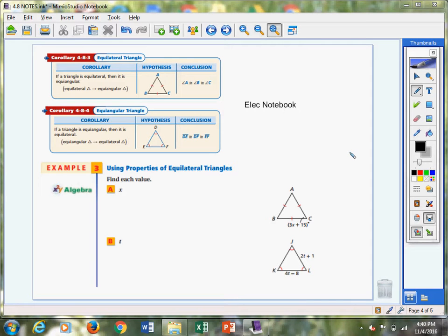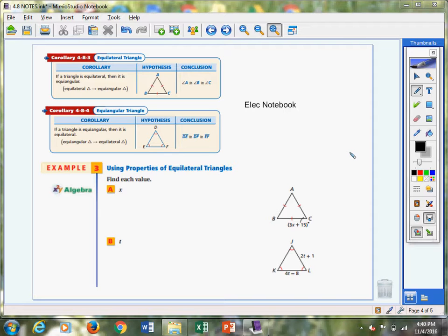We're going to move away from isosceles, and now we're going to get into equiangular and equilateral triangles. We've got two corollaries that need to go into your electronic notebook. I'll try and find the pictures for the hypothesis and conclusion, but you just go ahead and type the corollary itself to get it going.